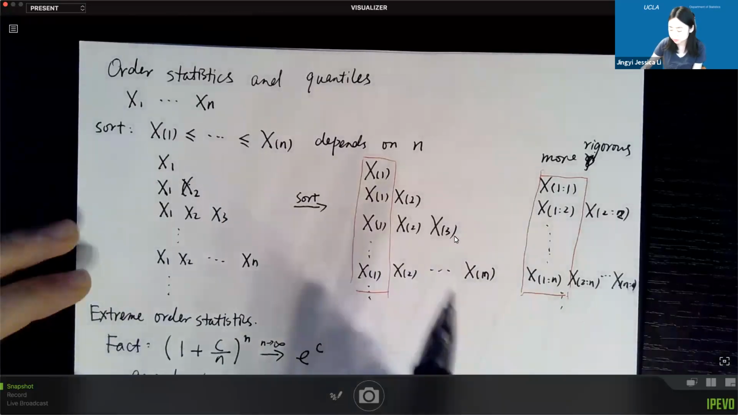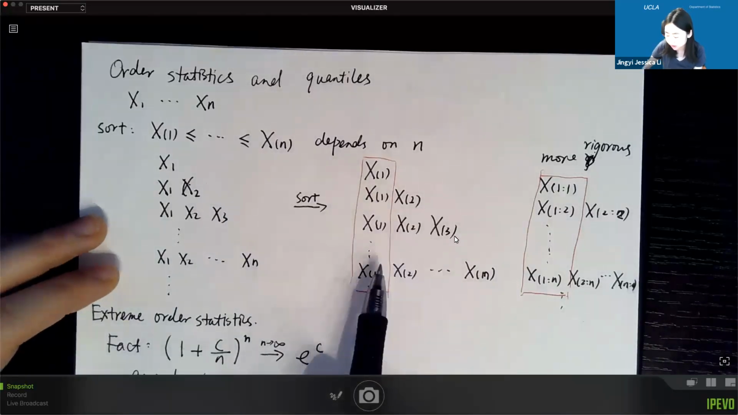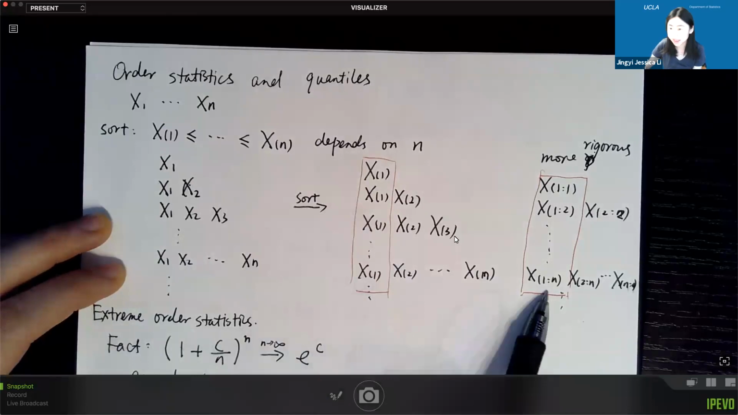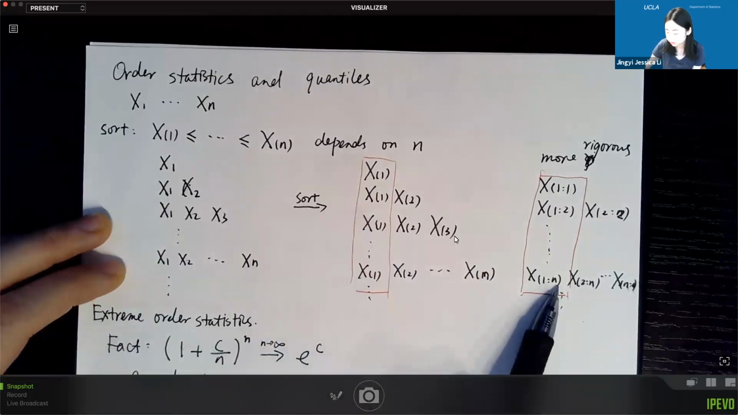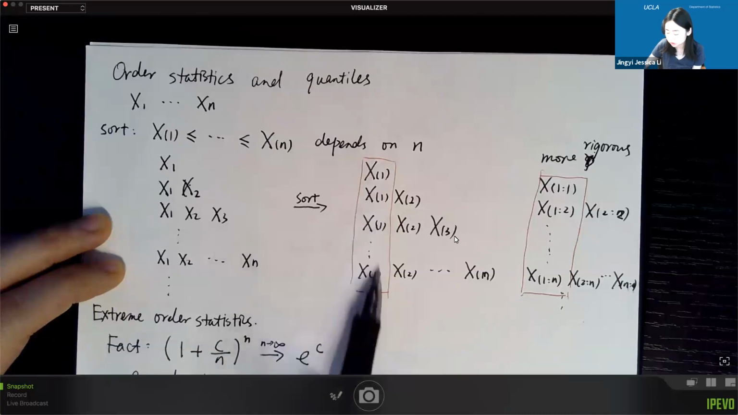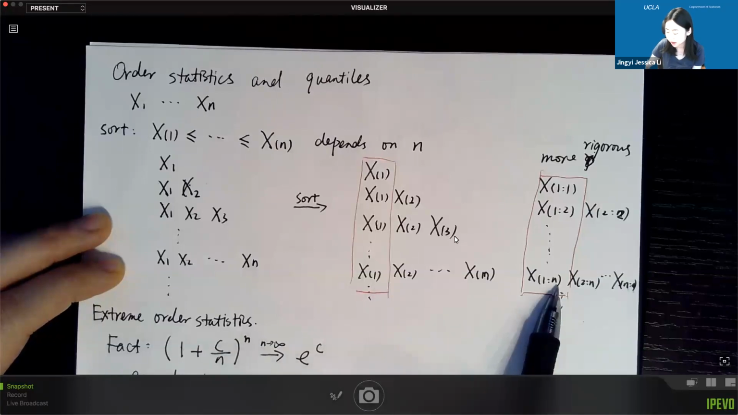And please bear in mind that even though in our writing we didn't include n, n should be there. So we have to first fix an n before we can sort the n random variables. So here, this notation we use in common is just a short way of writing the order. But please bear in mind that we have the total n here.